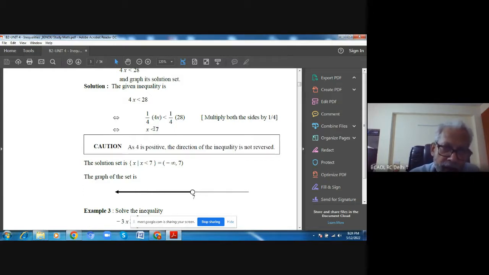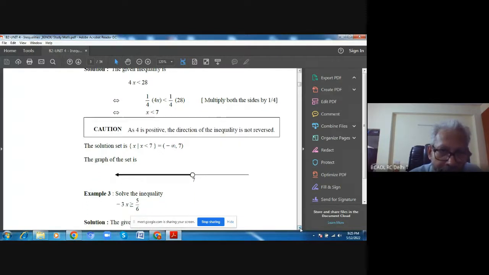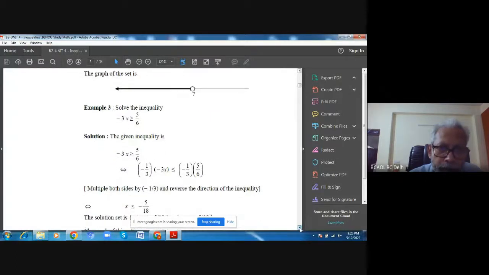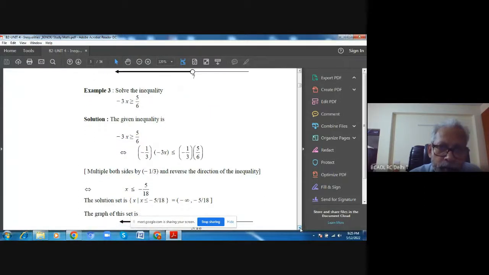Suppose it is coming a -7 something, then the condition will be changed. Then we can say it is negative. So in that case, the direction will be reversed. Let's see. I don't know whether you are clear or not. Let's see another example.